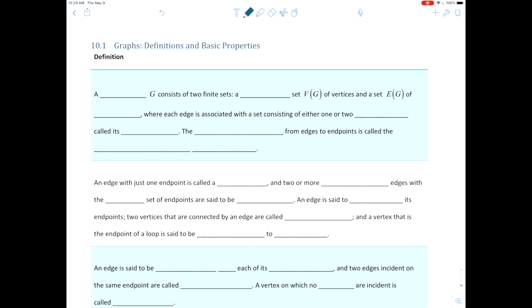Hey there, it's Shannon Myers, and today we'll be looking at graphs, definition and basic properties, and this is for our discrete class. So here we go.